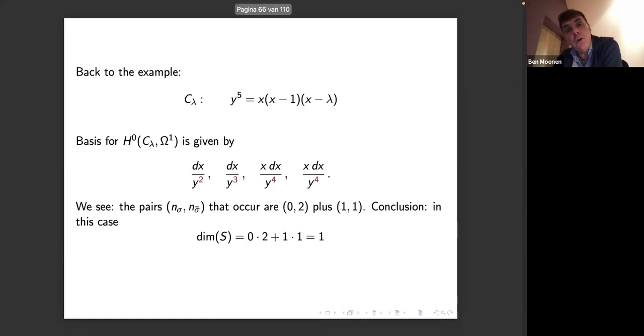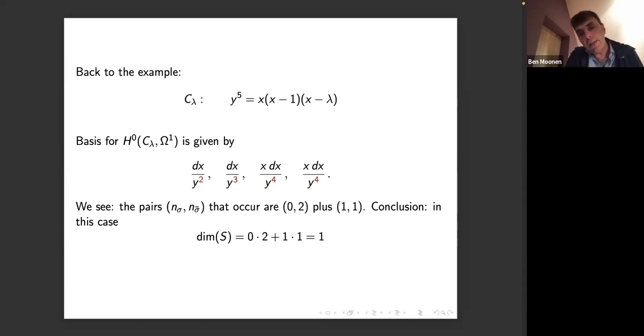We have genus 4 curves. We have the cyclotomic field acting. And what you do is you calculate the tangent space. Well, actually, I'm going to do it for the dual, so I'll calculate the holomorphic differentials. And here is a basis for the holomorphic differentials: dx over y squared, dx over y cubed, and so on.